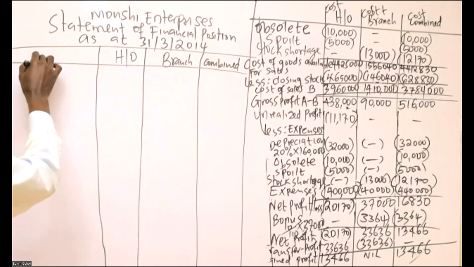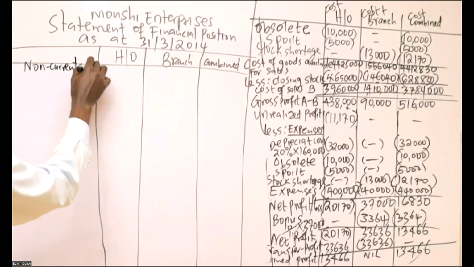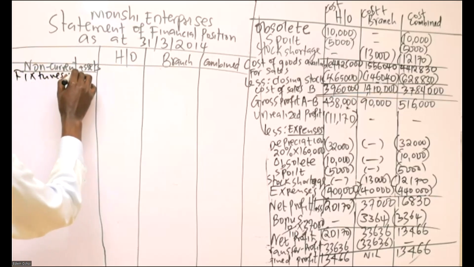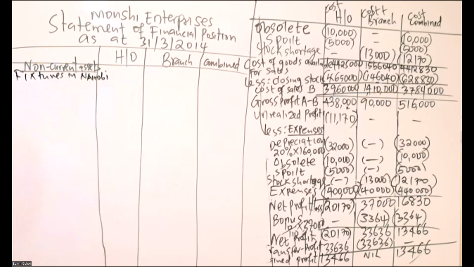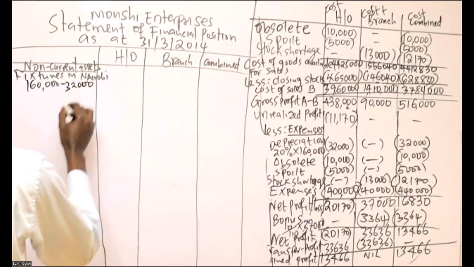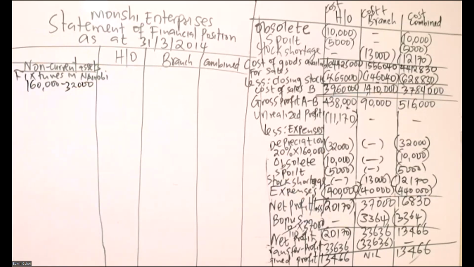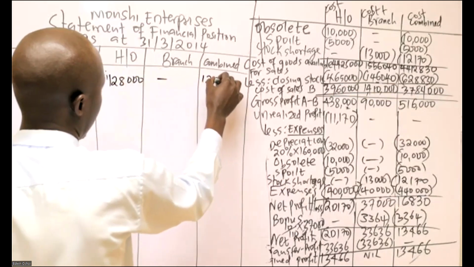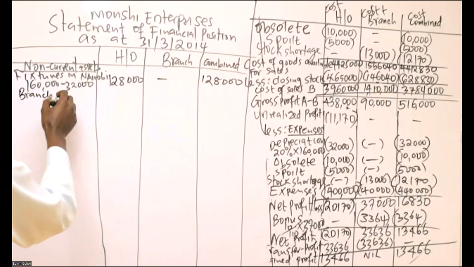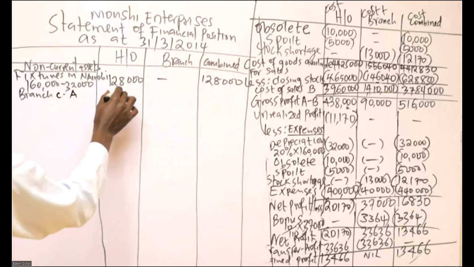So we start from non-current assets. For the non-current assets, I can see we have fixtures in Nairobi. We were having 160,000. I can see it here. Then it's depreciated by 32,000. So 160 minus 32 is 128. Then I said we have to record the branch current account under head office, net of unrealized profits. Branch current account. So this one will be done later. So we skip.